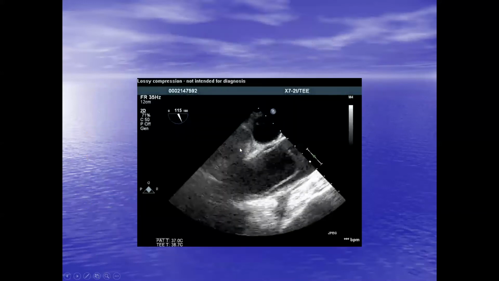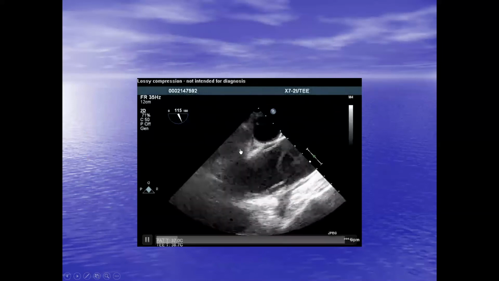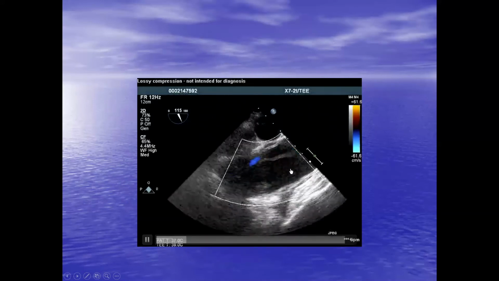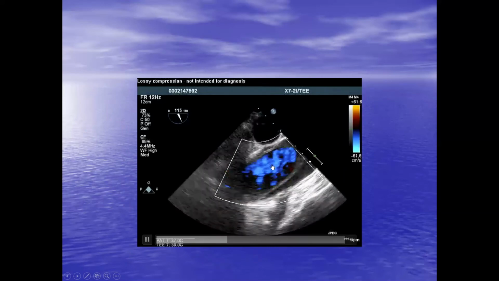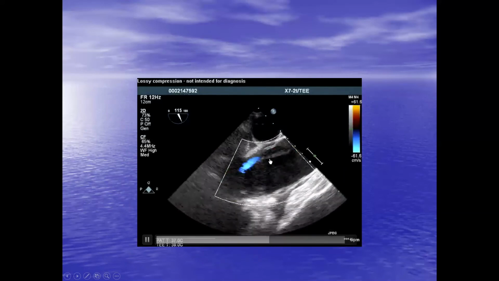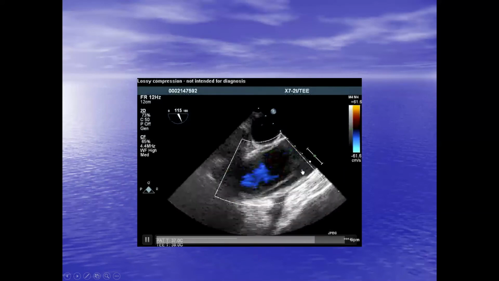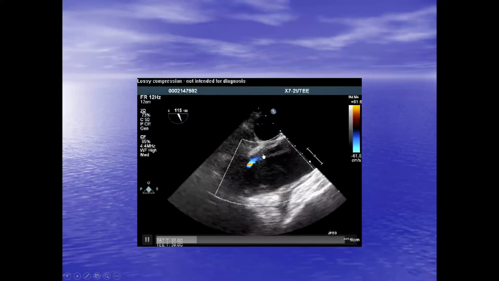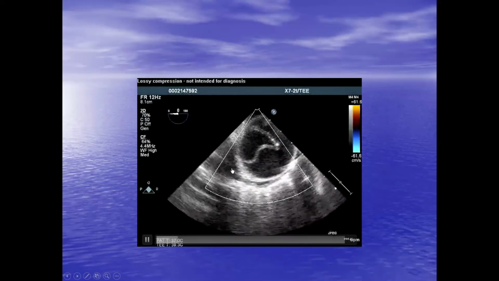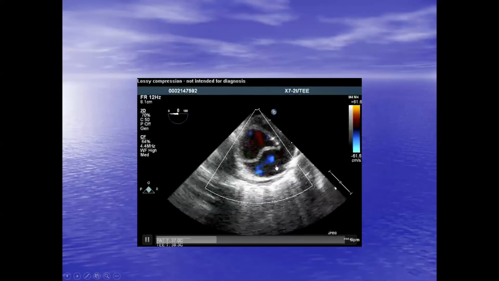This is a transesophageal echo that was used to confirm the diagnosis, and you can see the dissected membrane. Furthermore, you can see true lumen here and a false lumen here that eventually gets clotted off. And this person was taken to the OR and did well subsequently.